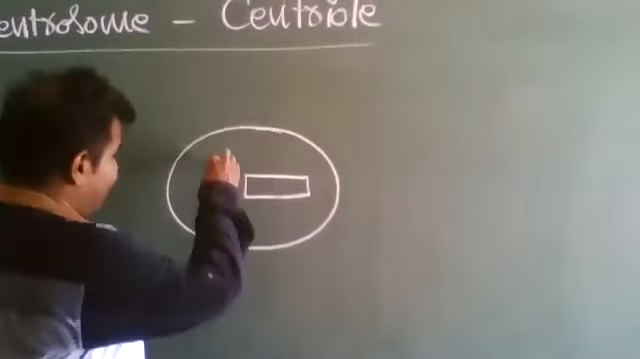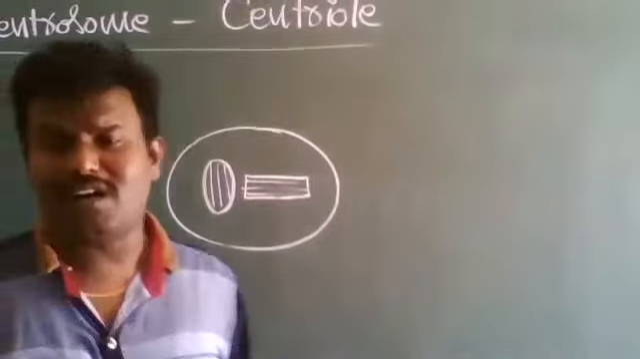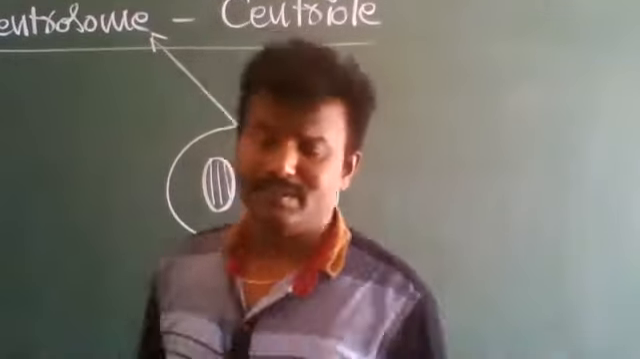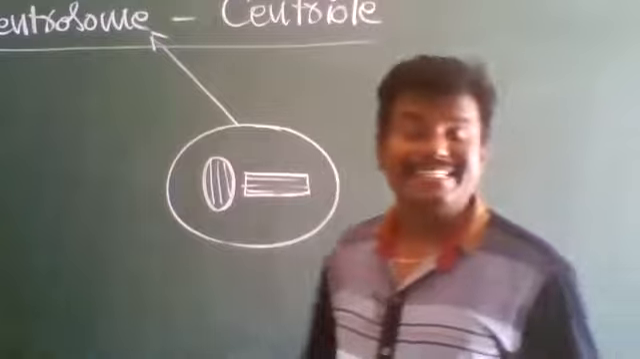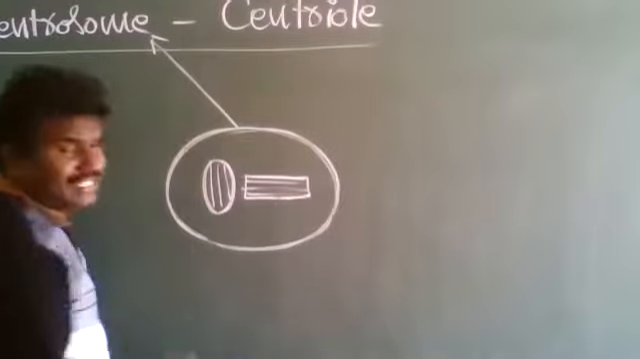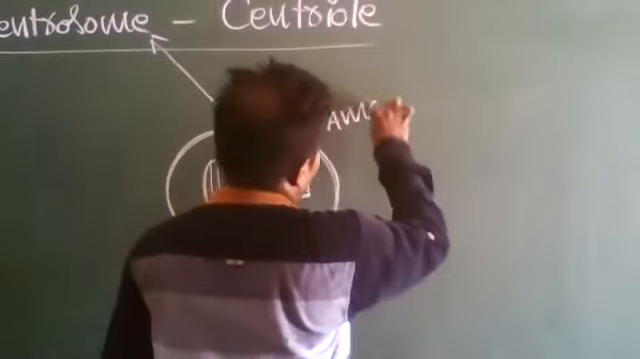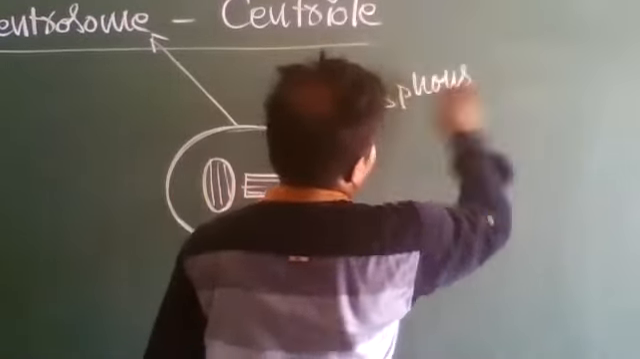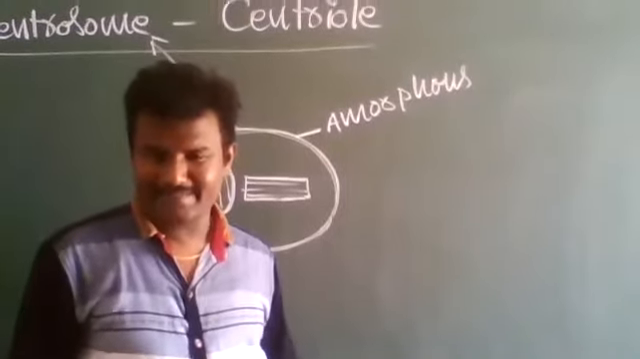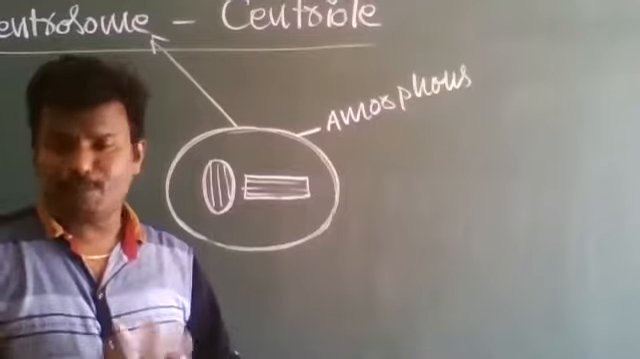These two centrioles, here is one centriole and here is one centriole, are collectively called the centrosome. Centrosome is an organelle usually consisting of a pair of centrioles. The centrosome is covered by amorphous pericentriolar material. Amorphous means there is no proper shape.